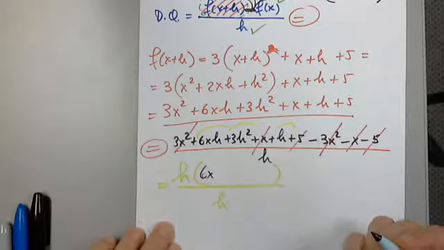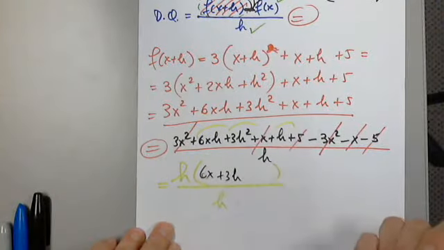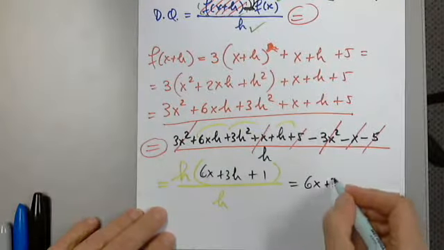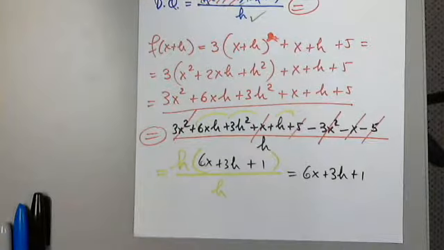I agree. I completely agree. Plus 1 indeed. That's the reason why I asked how many terms, so we don't make an error and just write 2 instead of 3. So the simplified form is 6x plus 3h plus 1.